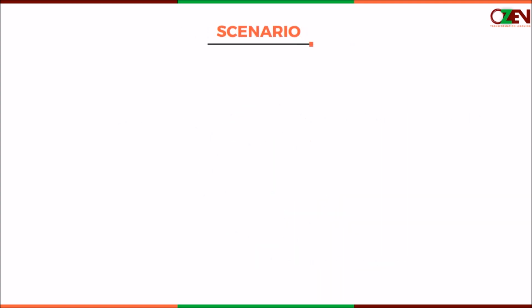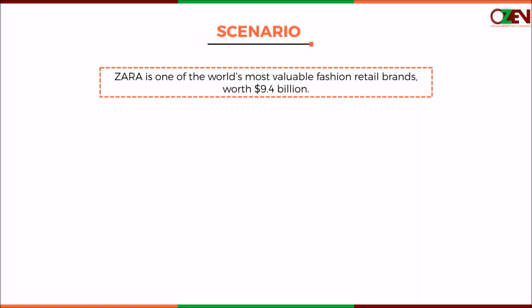Zara is a Spanish clothing and accessories retailer. It is the world's largest apparel retailer worth $9.4 billion. The competitors are eager to know Zara's secret. The secret of Zara is that it follows a well-executed and sustained lean business model. You may ask what lean business model they follow exactly.